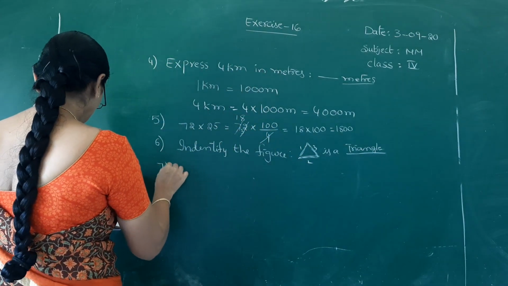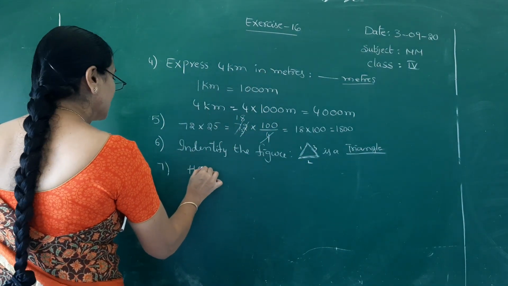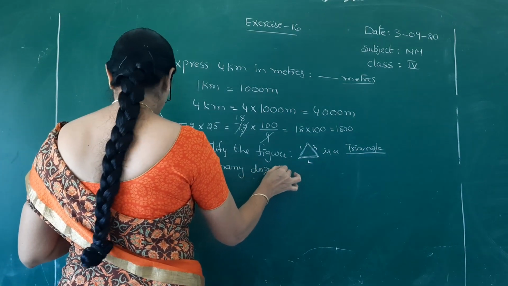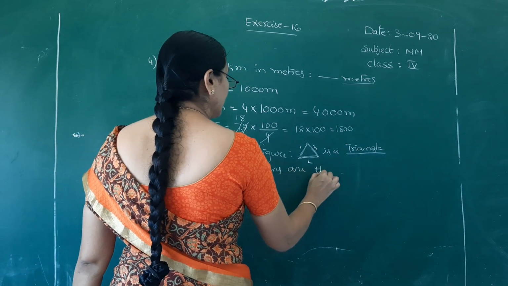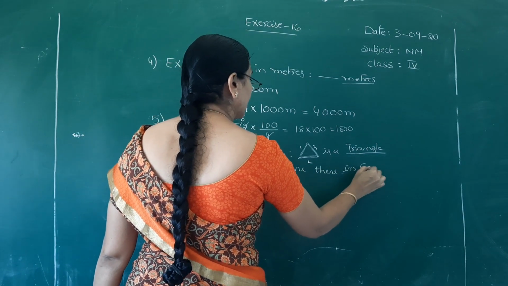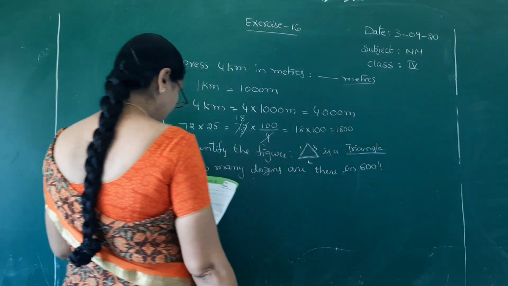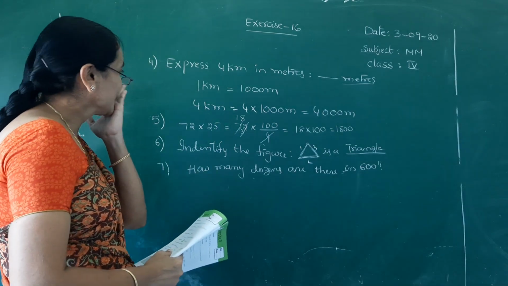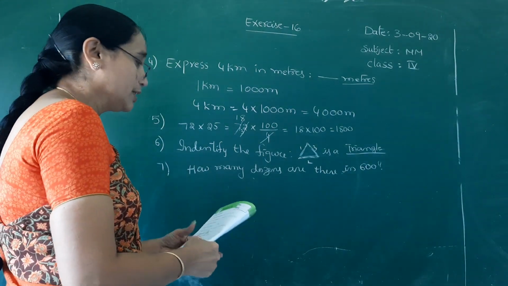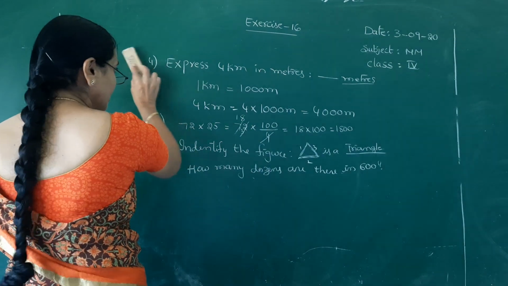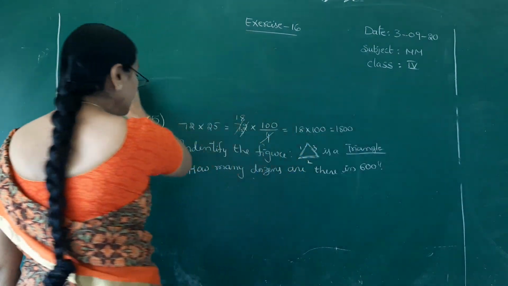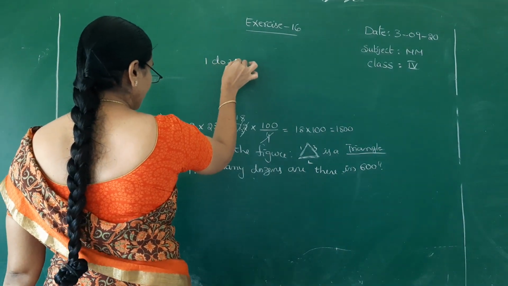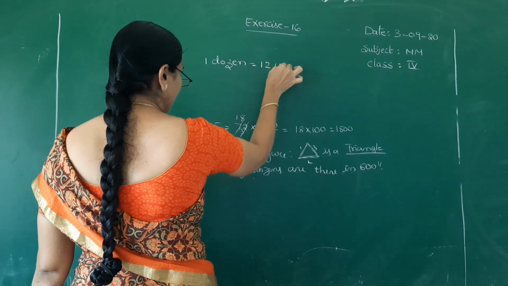Okay? See the 7th problem. How many dozens are there in 600? From first class onwards, in the mental maths book, you learn a dozen is equal to 12 units. A dozen consists of 12 units. 1 dozen is equal to 12. 1 dozen is equal to 12 units.